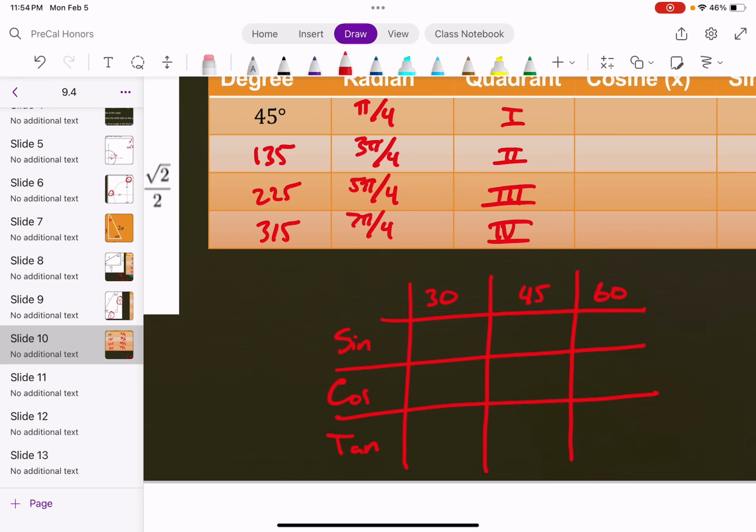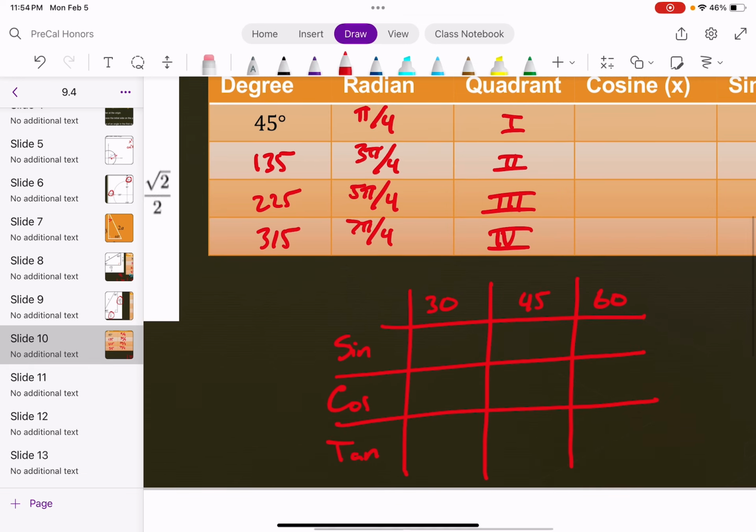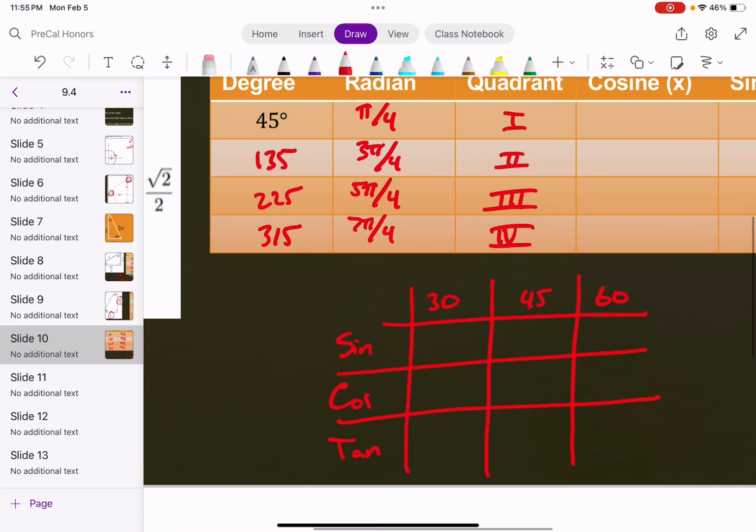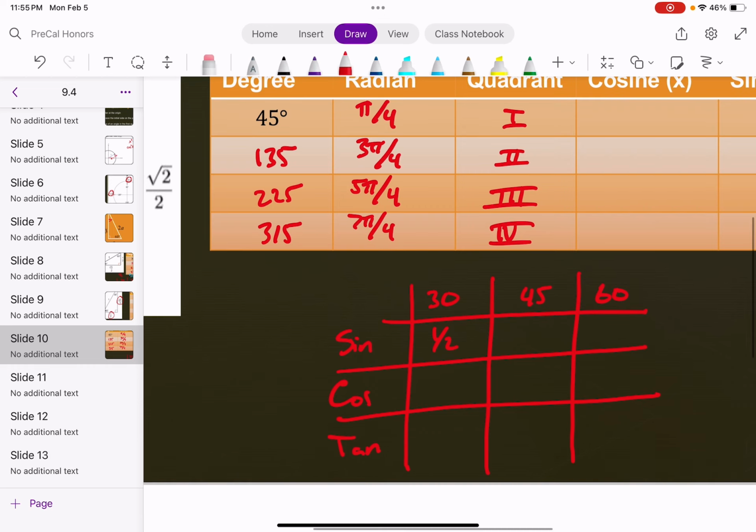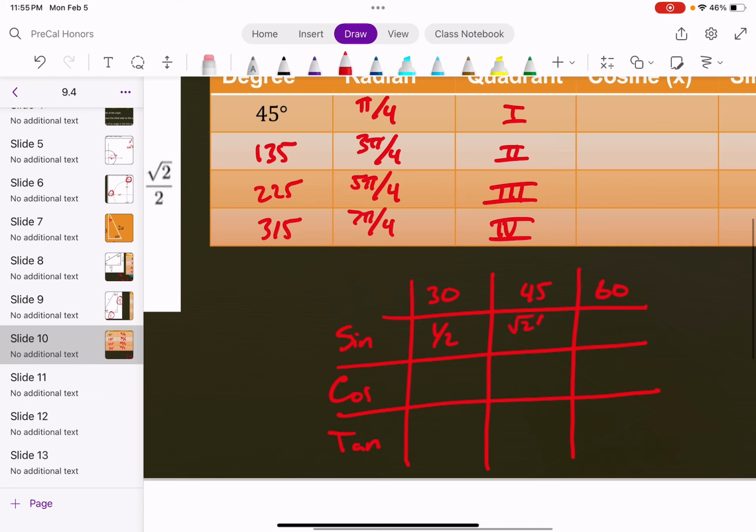So first thing would be understanding what it is, the numbers that you're going to end up having. For your sine, you're going to have 1/2. For 45, you're going to have the square root of 2 over 2. And for 60, you're going to end up with the square root of 3 over 2.